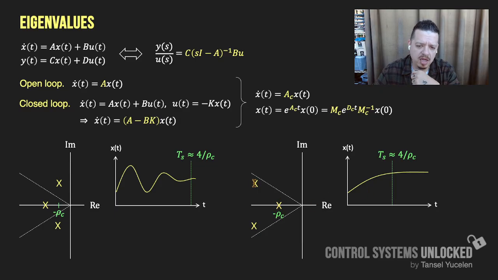If you choose all eigenvalues to be real, if I can move this like this, for example, the system will not oscillate and the system's convergence time will be defined with respect to the closest eigenvalue to the imaginary axis. Now, if you have another eigenvalue that is here, then that becomes your closest eigenvalue to the imaginary axis. Then you need to look at its rho c to define the settling time. So you need to be careful.